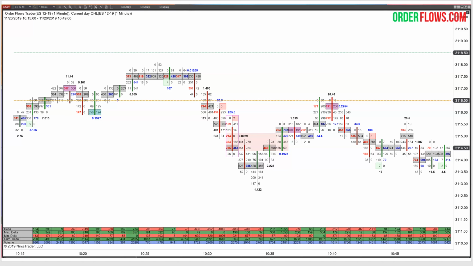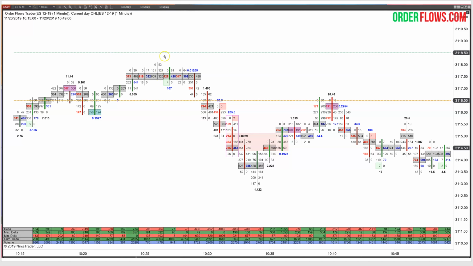Now, here is a 1-minute chart on the E-minis, and this is where you've got to put the different pieces of order flow together and use what you know about the market in your analysis. And I know that, okay, this green line is the high of the day. This yellow line is the opening price of the day. And in between, I have this 6-bar period where the points of control are all at the same level, 3117.5.